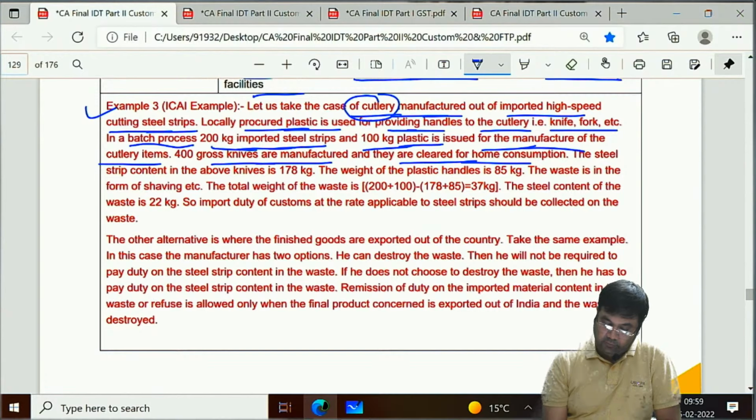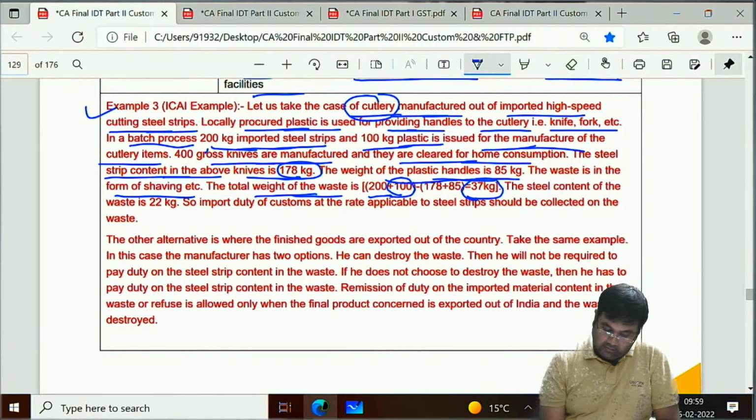So they are cleared for home consumption. The steel strip content in the above knives is 178 kg. The weight of plastic handle is 85 kg. The waste is in the form of shavings etc. The weight of the waste is basically 37 kg. 200 kg of steel, 100 kg of plastic, so 300 kg total raw material. And 170 kg is there in the finished goods, steel, and 85 kg is there, plastic. So the balance, 37 kg, is waste.